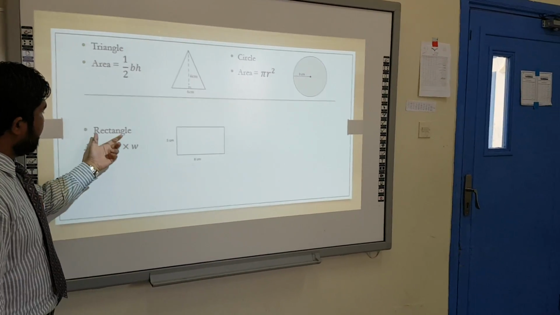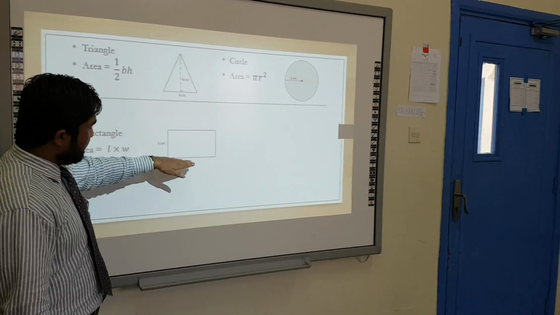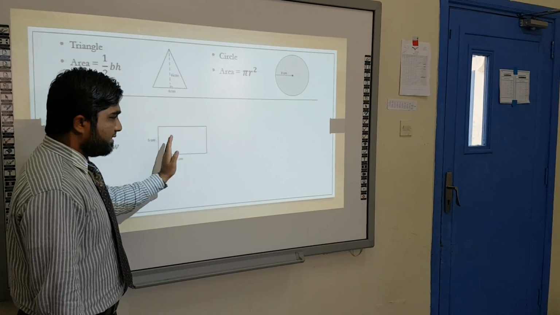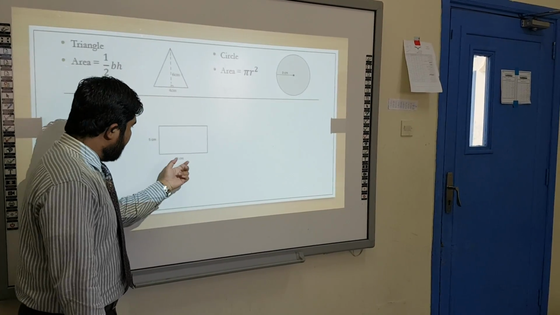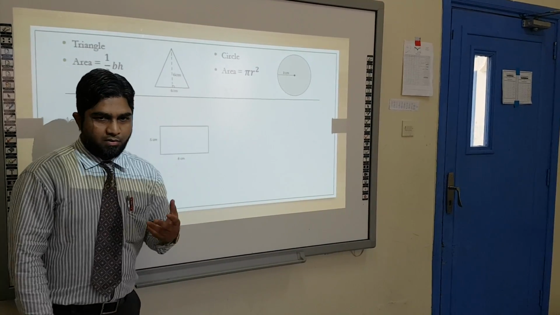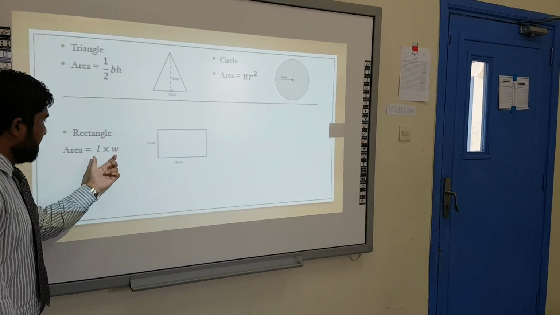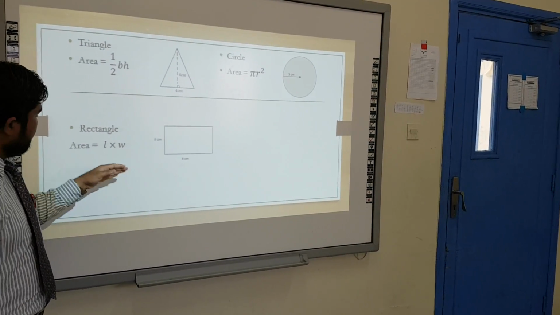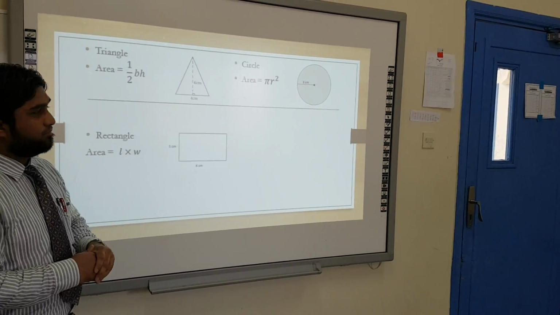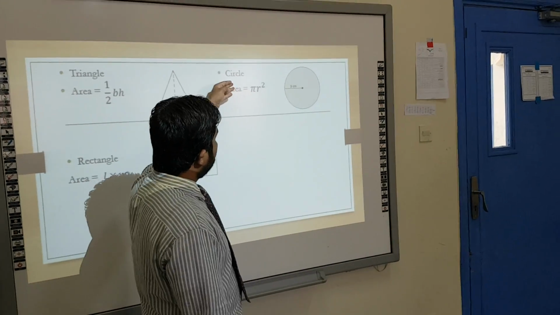Second thing, we have rectangle. You see rectangle, it has length and width. If the values of length and width are given here, we can easily multiply both of them to find the area of rectangle. Third thing is circle.